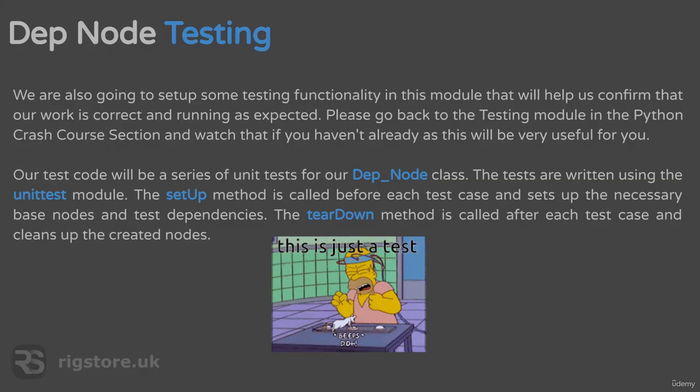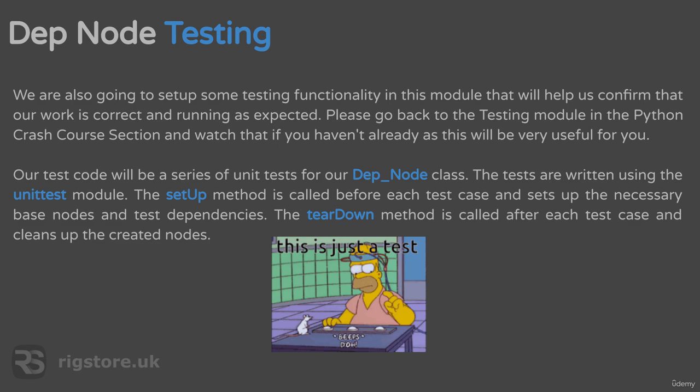We will then move on to setting up some testing functionality in this module that will help us confirm if our work is correct and running as expected. Please go back to the testing module in the Python crash course and watch that if you haven't already, as this will be a very quick and useful series of information if you don't know anything about testing. If you've already written various unit tests, you probably wouldn't need to worry about it, but it might be useful just to jog your memory anyway.